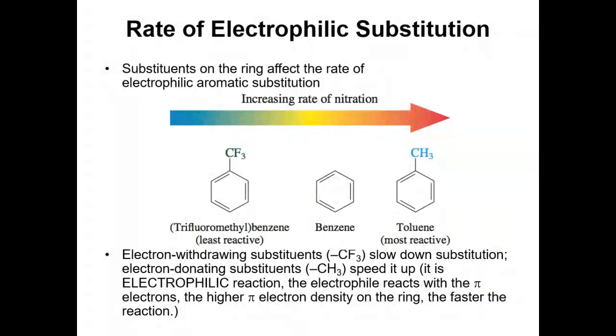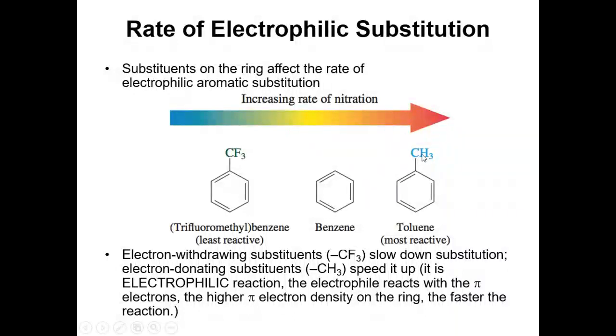Looking at the effect of the existing substituent on the aromatic ring in terms of whether it's going to speed up the electrophilic aromatic substitution reaction, called the EAS reaction, or slow down the EAS reaction. So we look at two examples. One is the methyl group in toluene and the trifluoromethyl group in trifluoromethylbenzene.